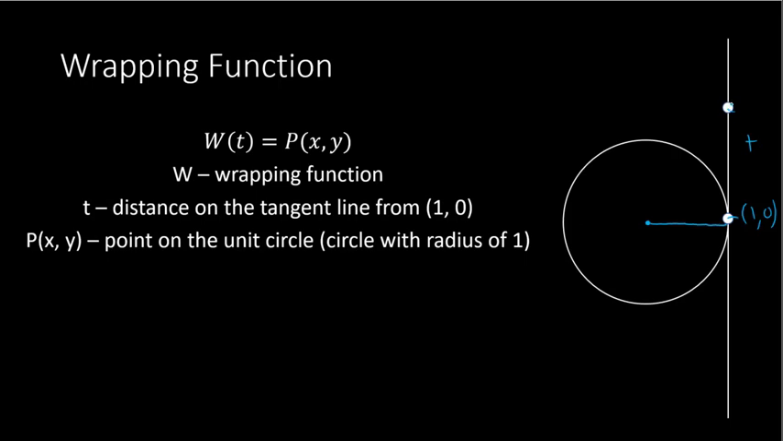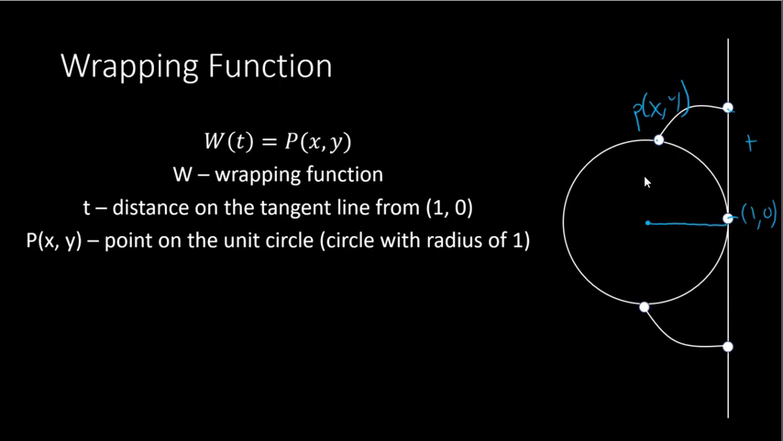If you can imagine wrapping this line around the circle, kind of like a string you wrap around a circle, this point is going to be mapped down to here somewhere onto the circle. And that point is the point P, which was x comma y. And we can do that for any point. We can take a point down here, in the negative direction, and if you imagine wrapping this line around the circle, that point is going to be mapped to this other point. So this is the idea of a wrapping function.